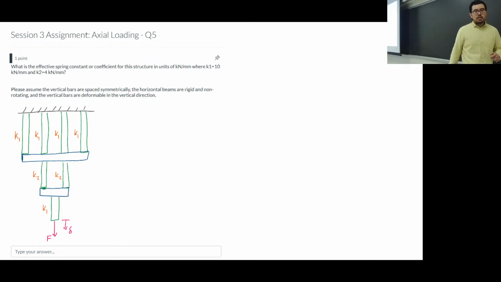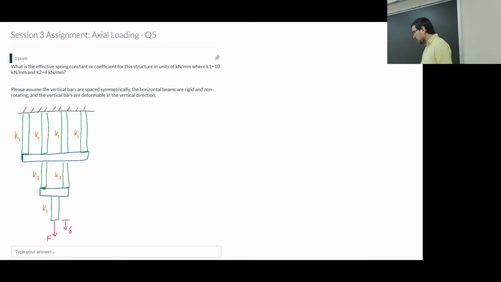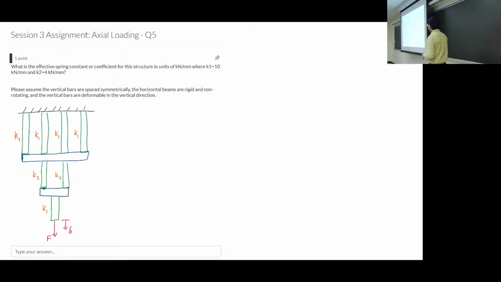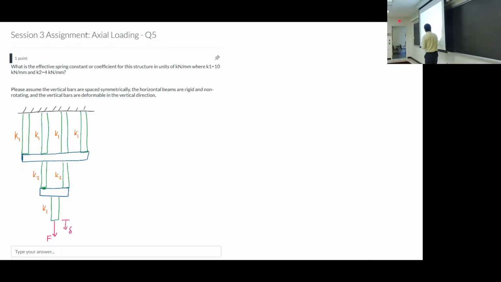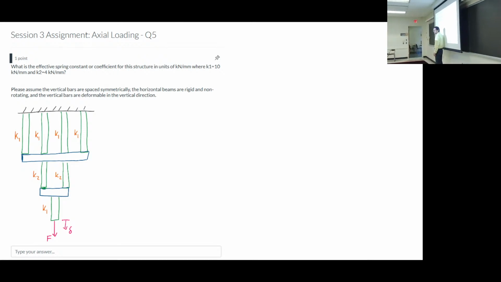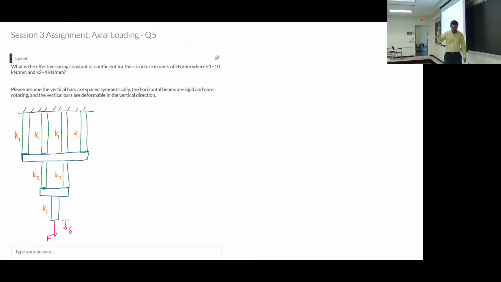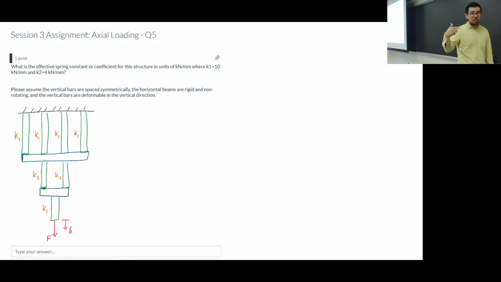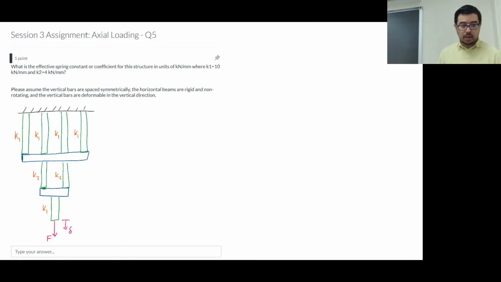Okay. But it's also nice if you do it again, if you're using a calculator, you don't have to simplify it as much, right? You don't have to get it to the nice algebraic expression. You could just be like, all right, 4k1, 2k2, k1, and then I'm going to do 1 over the k equivalent, right? So k equivalent is 1 over big mess, that big mess being the 1 over the 4k1, the 1 over 2k2, and the 1 over another k1. All right, good.